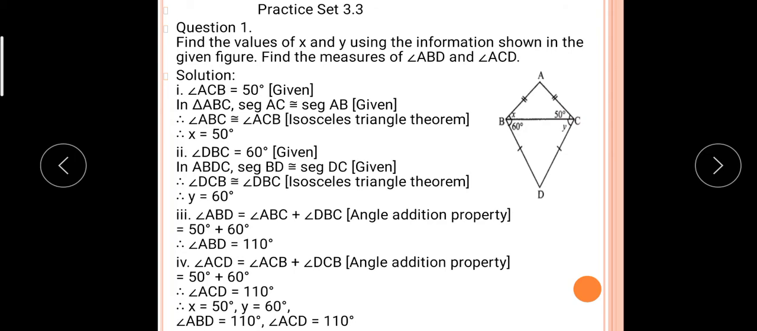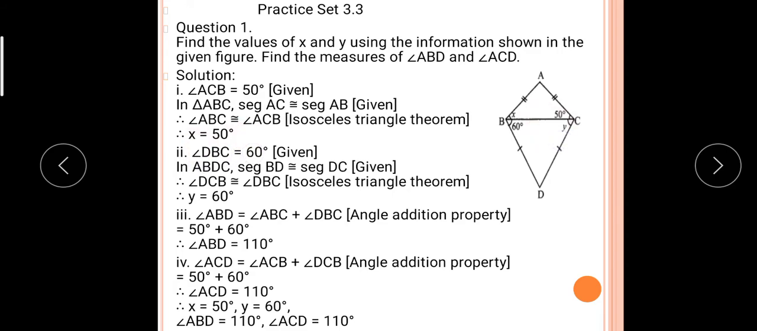Now see, angle ACB is equal to 50 degrees. In triangle ABC, ACB is equal to 50 degrees, and ABC is also 50. Why? Because it is an isosceles triangle, AB is equal to AC. If triangle ABC is an isosceles triangle, the angles opposite to congruent sides are also equal. By that property, we can say that x is equal to 50 degrees.